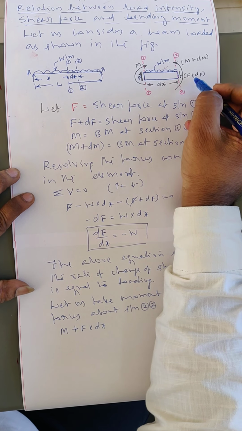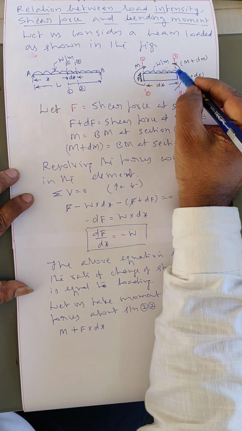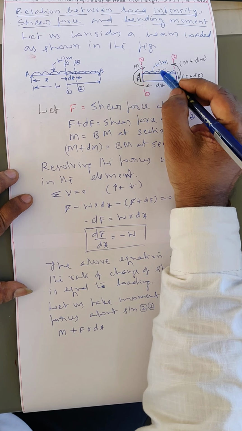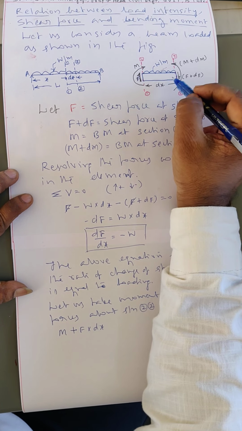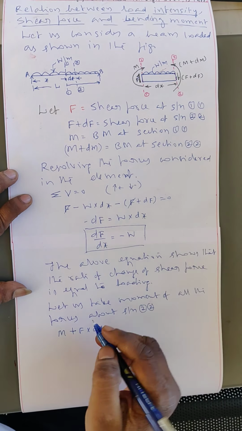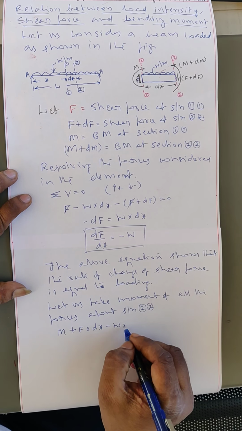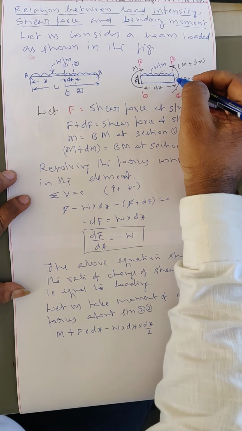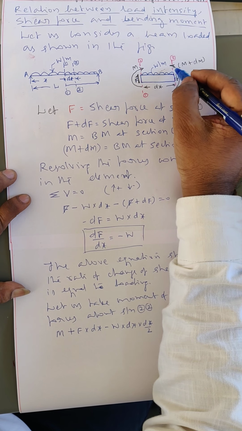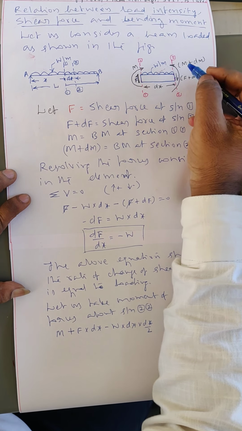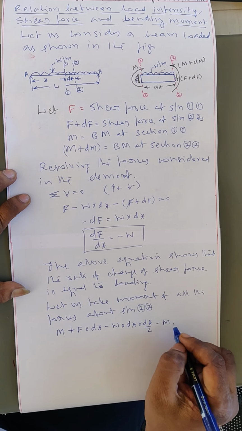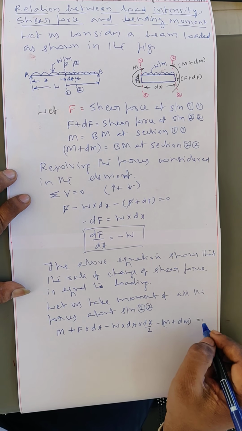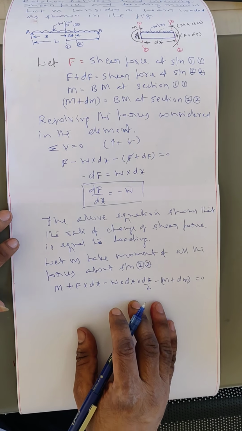Next, the moment of this force F plus dF about this point is 0 because that force is acting at the same point. But the moment due to this UDL is downward, it will create anti-clockwise, w into dx into dx by 2, so it is minus w into dx into dx by 2. Again, the moment due to the shear force F plus dF is 0 because that force is acting at the same point, minus M plus dM. The moment we have to take, that should be equal to 0.